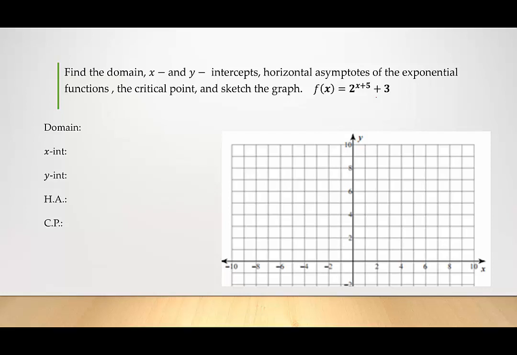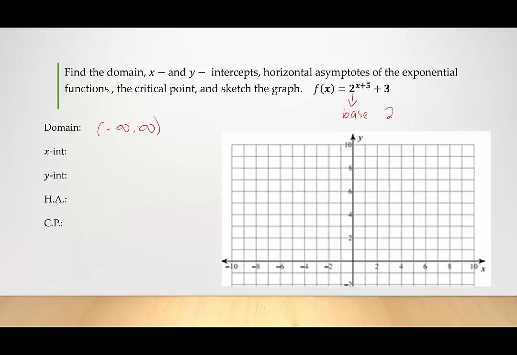So our first function, we have f of x equals 2 to the x plus 5, plus 3. I recognize that this is exponential growth because my base is 2, so this is a base 2 exponential model, indicating that it's growth. The domain for any exponential model will be all reals. There's no restrictions on the domain, so it's going to be from negative infinity to infinity.